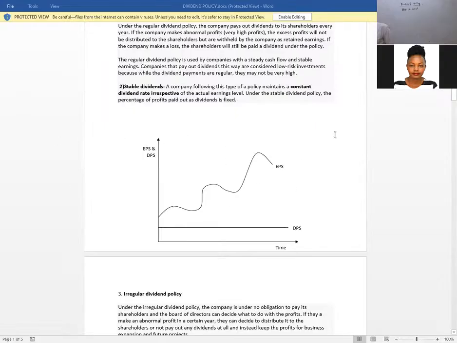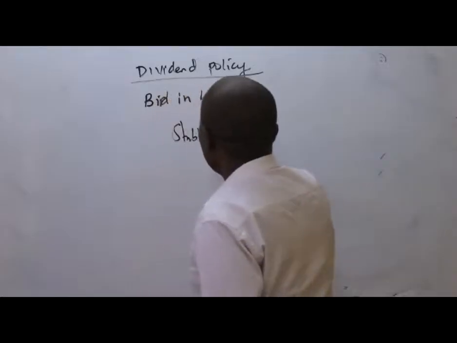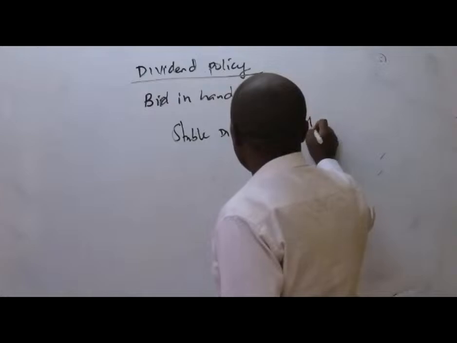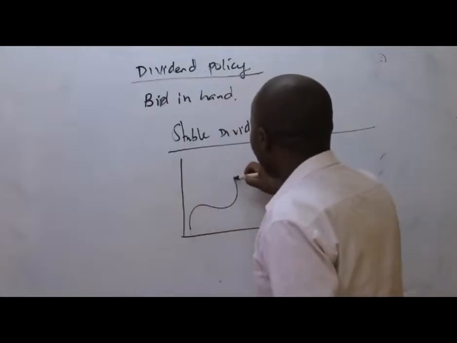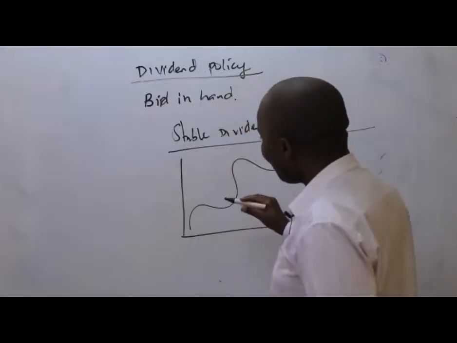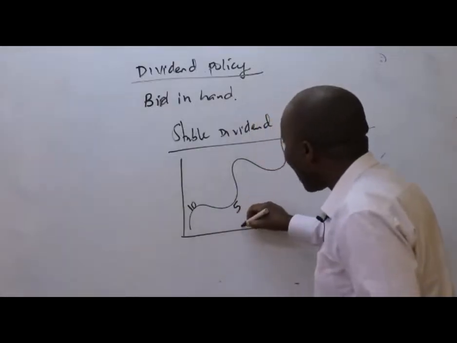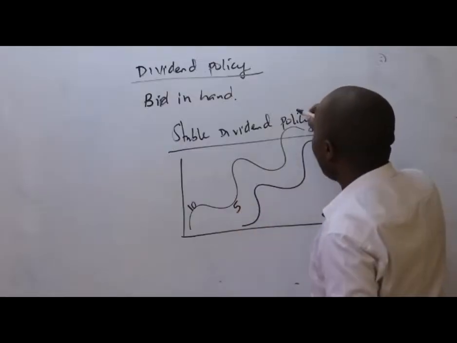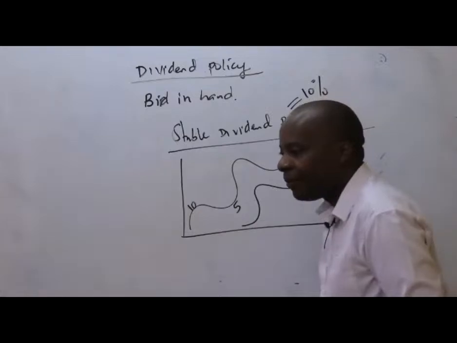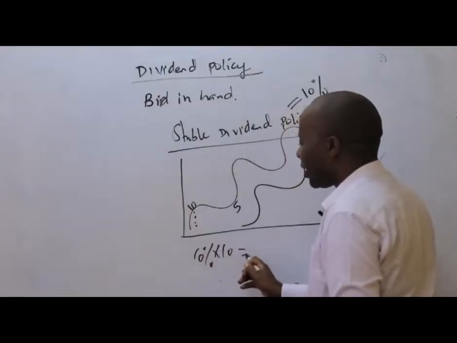Actually, this is not the proper graph for this. Allow me to explain this a little bit. For the stable dividends policy, we will always have this kind of situation where our profits after tax fluctuate. For example, the profit after tax here is 10 million, and here it is 5 million, so automatically our stable dividends will always move like that. If our stable dividend policy is, for example, 10%, then in this particular year we'll take 10% of our profit, which is 10, which is 1.